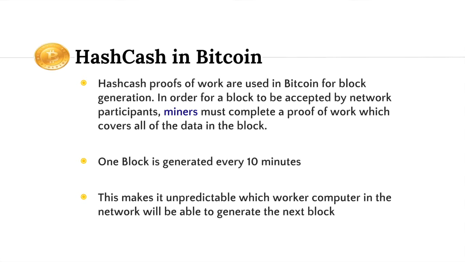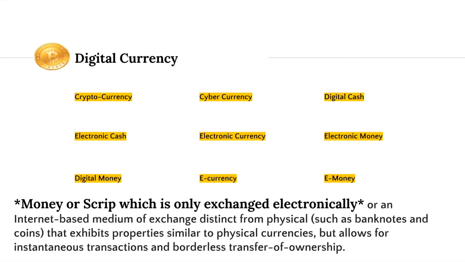Now there are a limited number of blocks and Bitcoins generated, therefore it is unpredictable as to which worker computer in the network will generate the next block. The proof of work offered by Hashcash allows for the existence of digital currency. And as you can see on this slide, there are many different names to refer to the term digital currency.